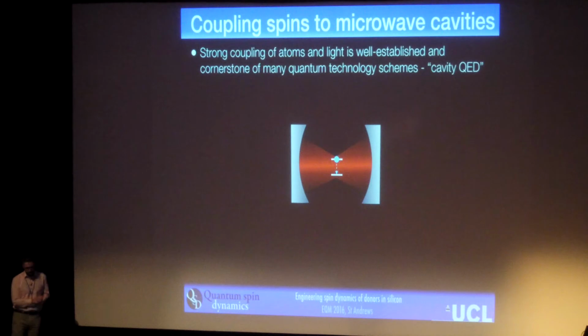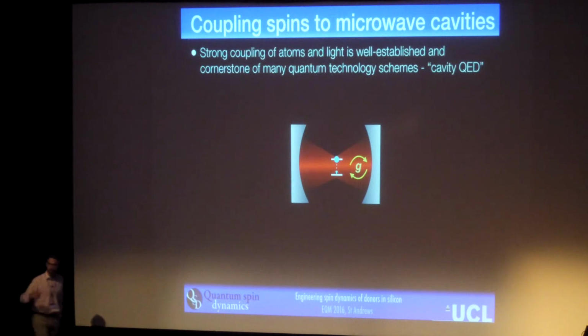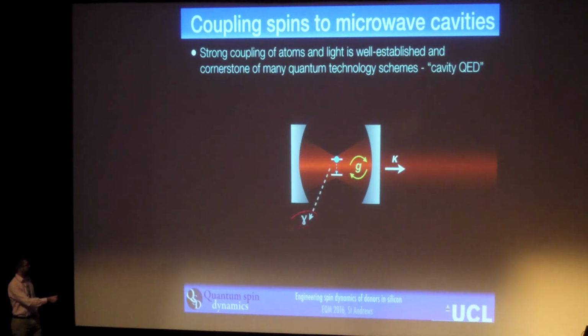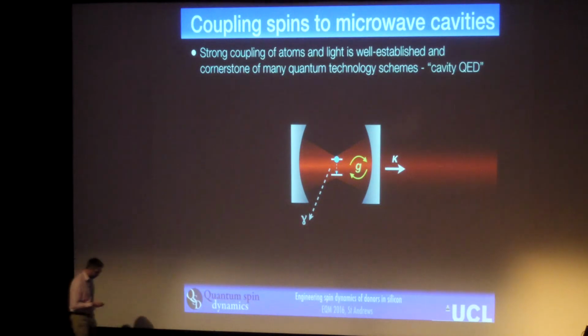Now, at the beginning of yesterday's talks, there was already some discussion of cavity QED, and this very much builds upon those ideas that were pioneered in atomic physics, and is something that has since been developed in solid-state devices. So we have some two-level system. We'll put it in a cavity, and there's some coupling between the two-level system and the cavity, g. There's some leakage rate from the cavity, kappa, and there's some leakage or decoherence from the spins, gamma.